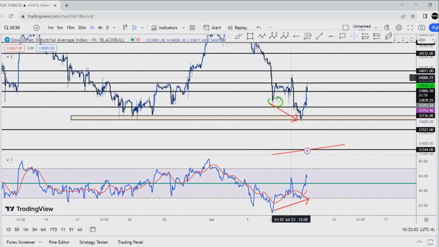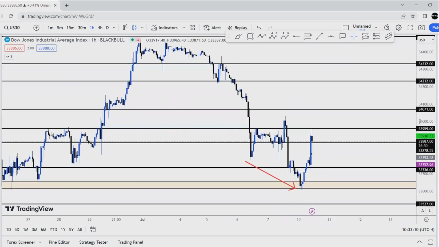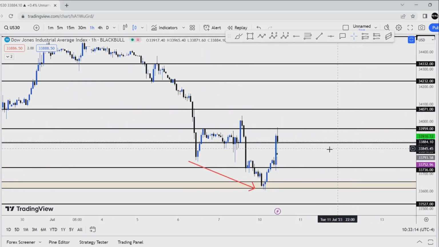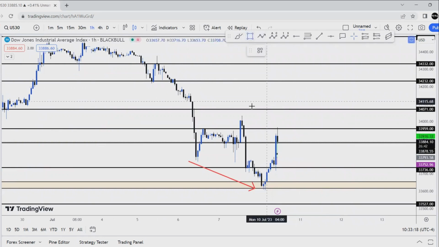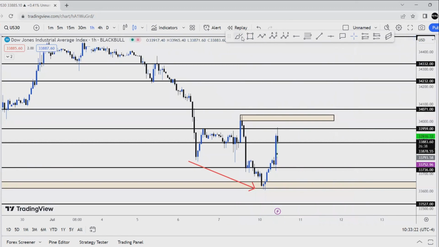Okay. So after doing so, guys, the next thing I took heed to, after realizing that we had divergence, was looking at the fact that we have an imbalance over here, right? I'm looking at the previous high, but I'm also looking at this gap. Now, why is this an imbalance?